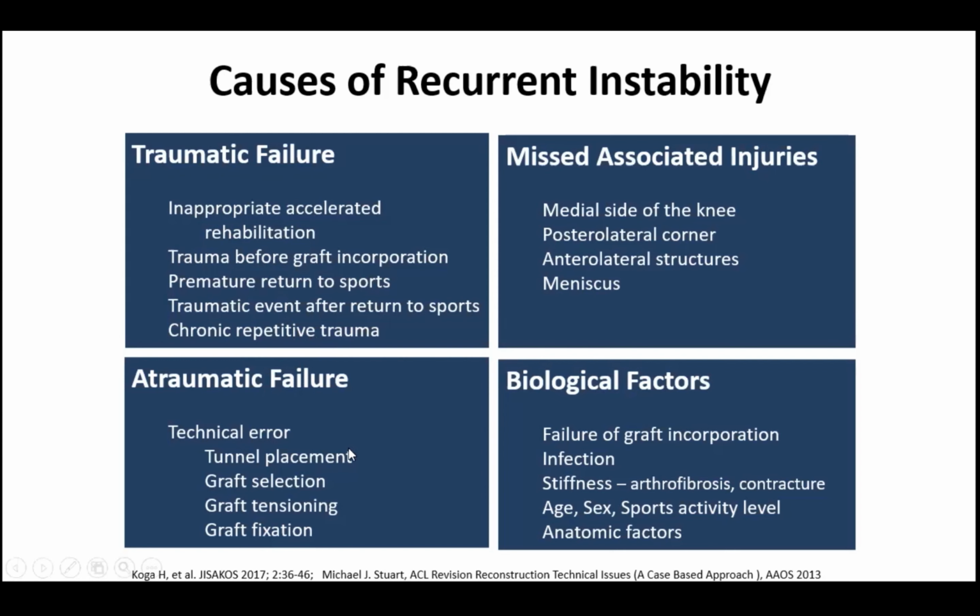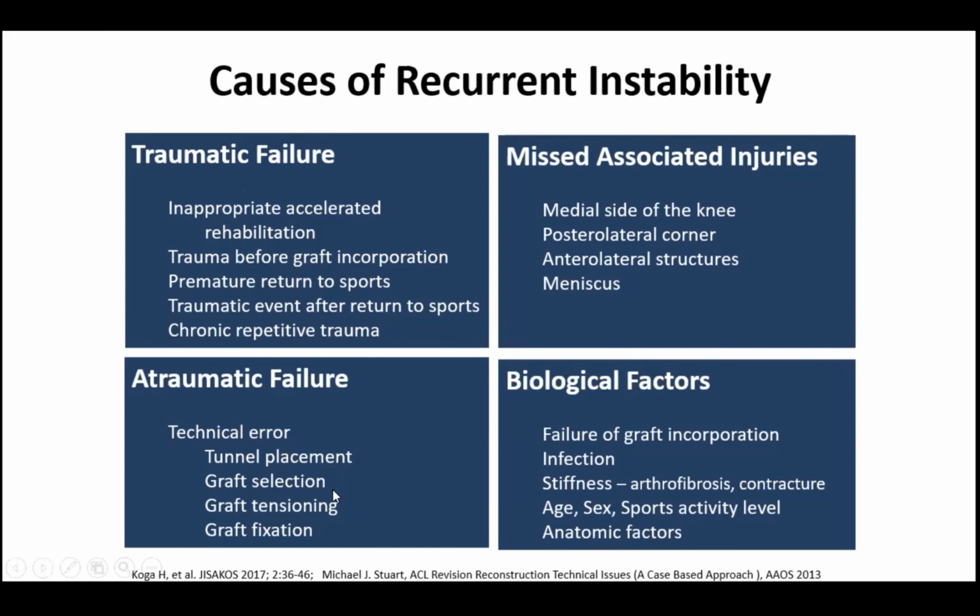The atraumatic failure is another common failure, and the most common is a technical failure, which is tunnel placement. I think I can say in 20 to 70% of patients I see, the most common cause of failure is wrongly placed tunnels, tibial tunnels and femoral tunnels. A tibial tunnel that is too anterior causes excessive tension in flexion, especially failure to flex fully, and sometimes causes failure of the graft. A femoral tunnel that is too anterior causes notch impingement and graft failure.